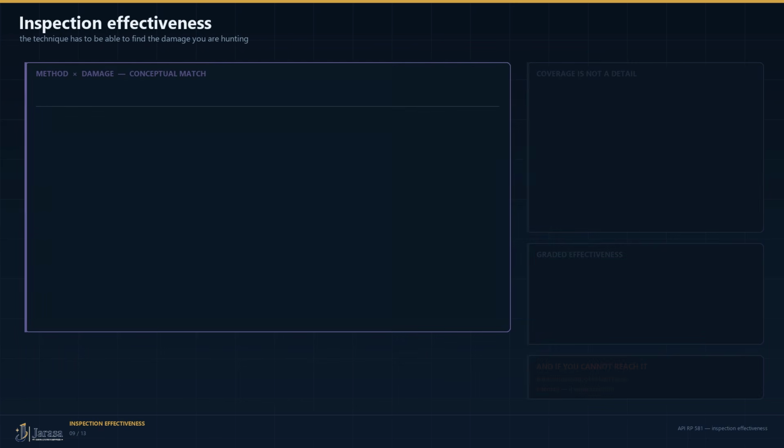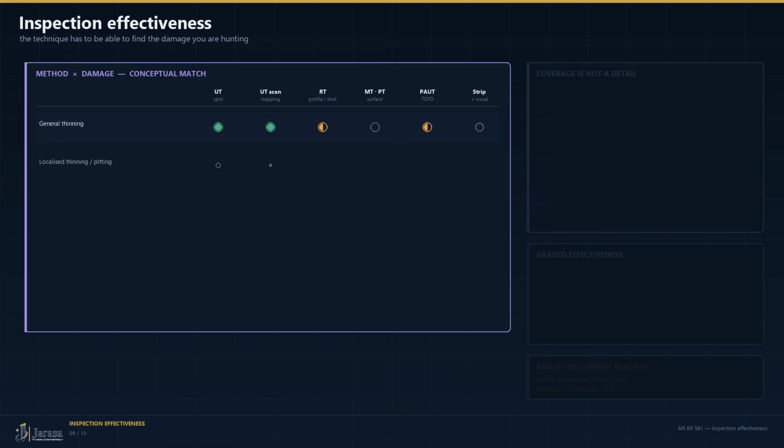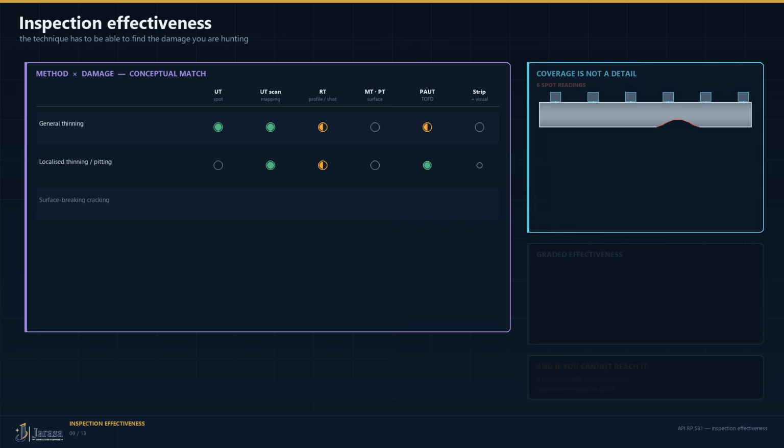Now the part that programs get wrong most often. Not all inspection is equal. API 581 grades inspection effectiveness from highly effective down to ineffective, and the grade depends on whether the technique matches the damage you are hunting.